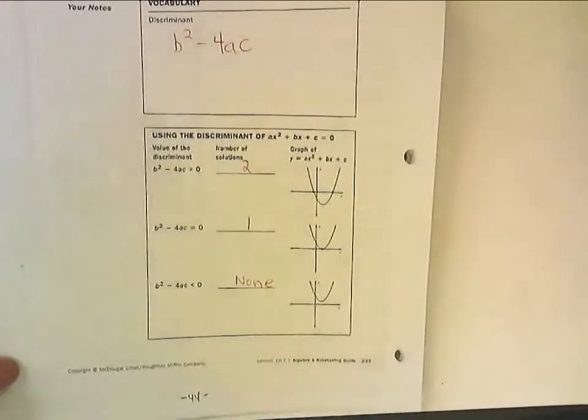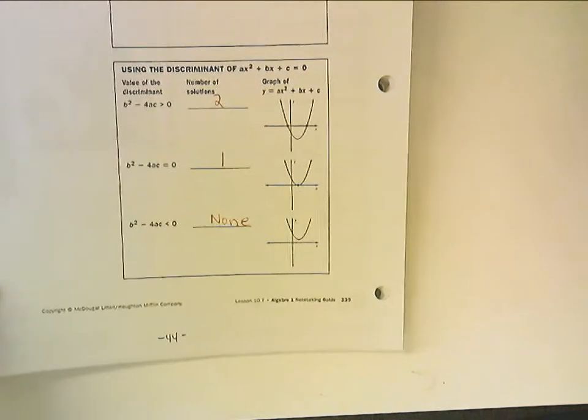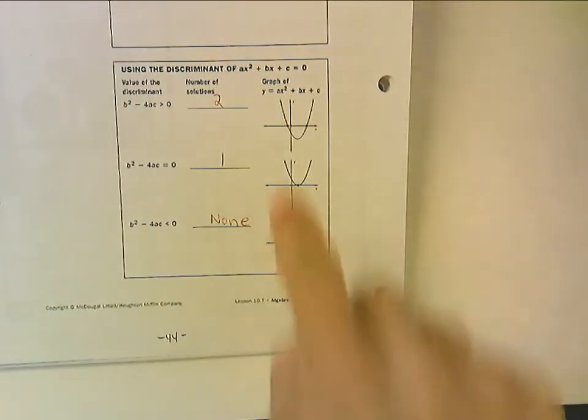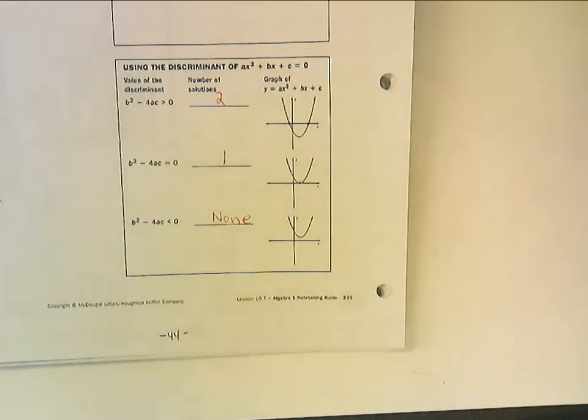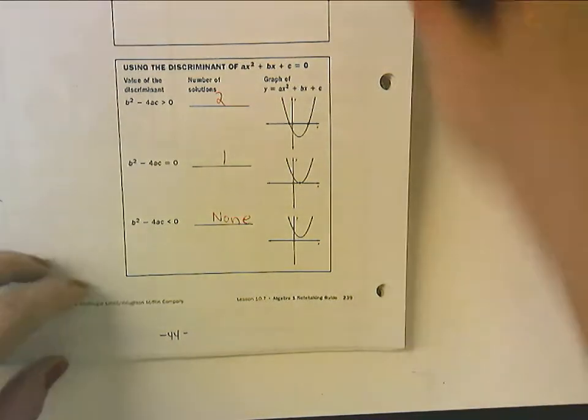Now, if you look down on the page, it shows you what these graphs look like. When you have two solutions, you have two x-intercepts. One solution, one x-intercept. And if there's no real solution, it will not cross the x-axis. So, now let's look on the next page, and we're going to actually figure out the discriminant to determine if these equations have more than one solution.